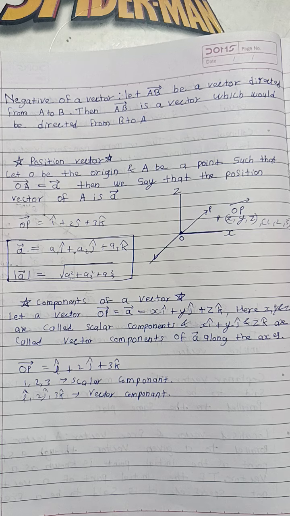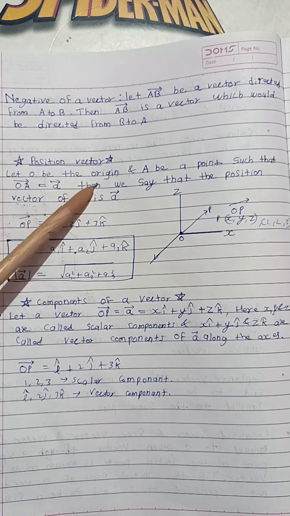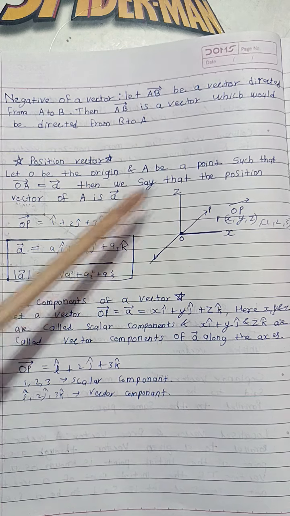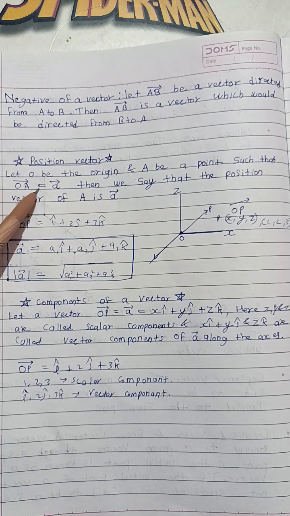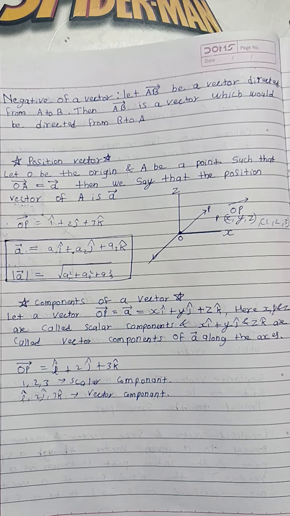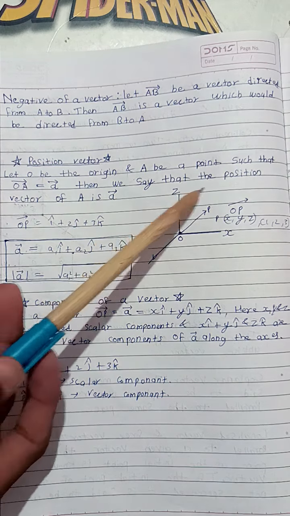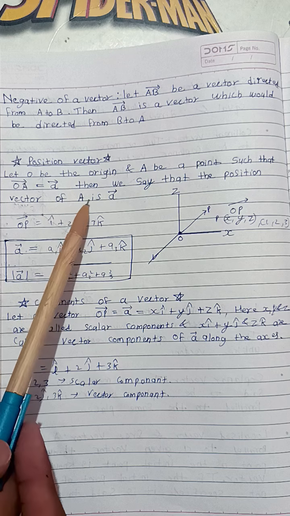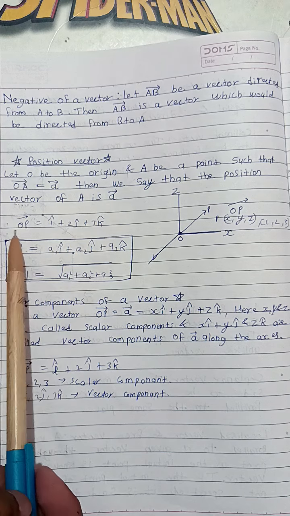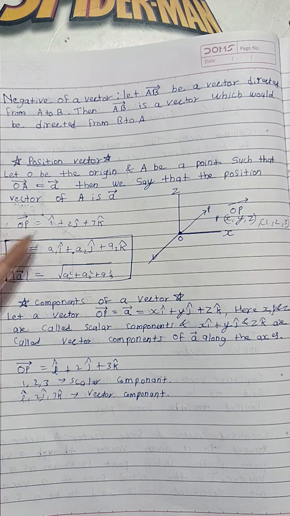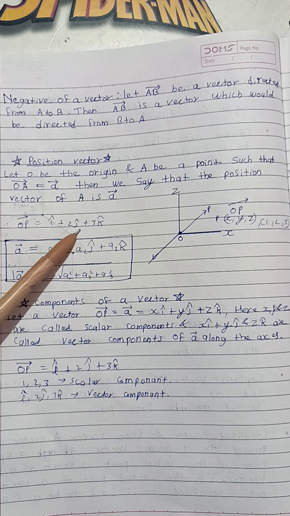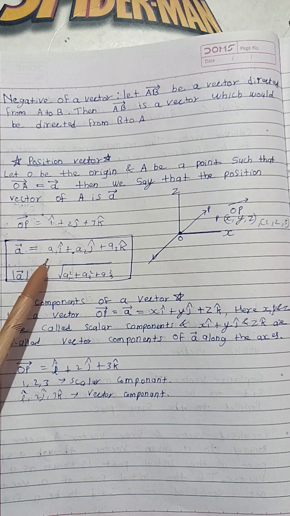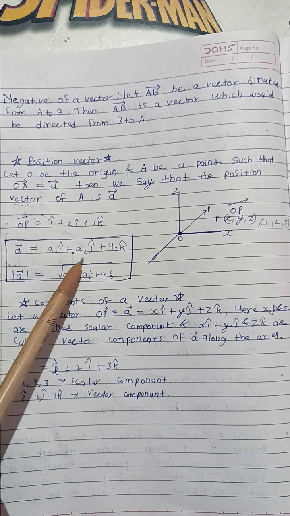Next is position vector. Let O be the origin and A be a point such that vector OA is equal to a vector. Then we say that the position vector of A is a vector. For example, vector OP is equal to i cap plus 2j cap plus 3k cap. A vector is equal to a1 i cap plus a2 j cap plus a3 k cap.